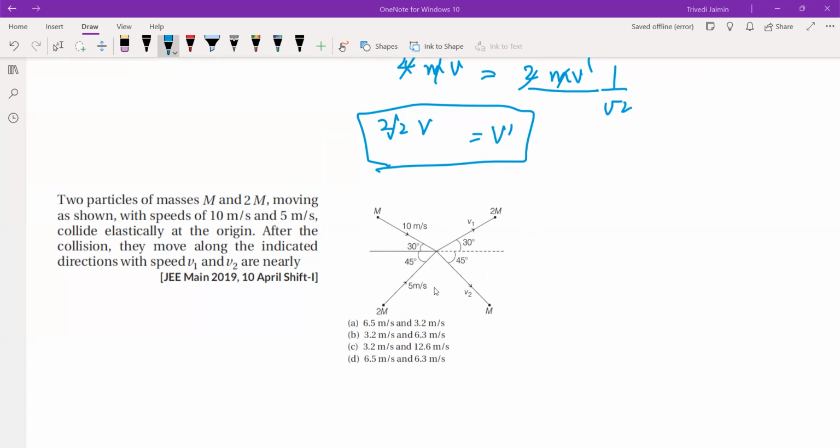And should be inside. No, yeah, correct. So V1 will be going this way too.